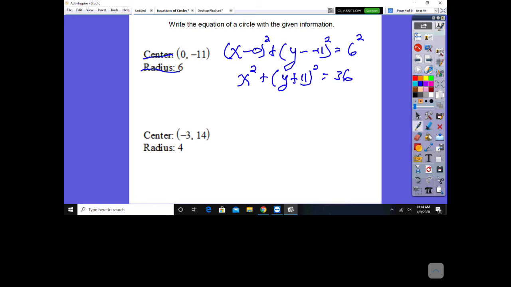Same idea with this bottom problem here. We're just going to do x minus the x value squared plus y minus the y value squared. And that equals the radius squared, which is 16. We're going to keep this really simple, not too difficult.